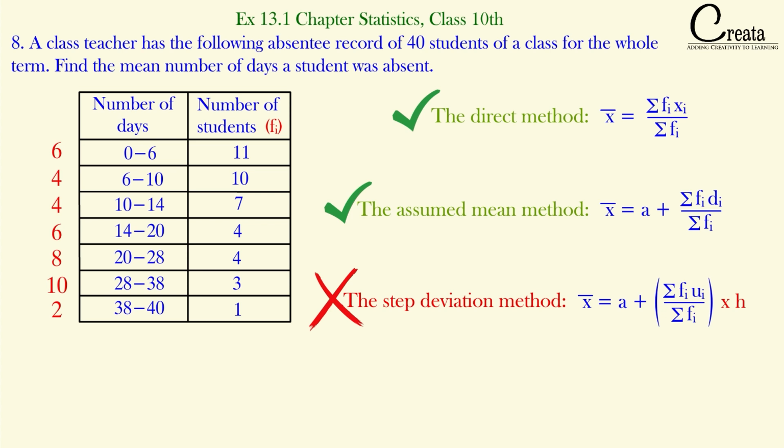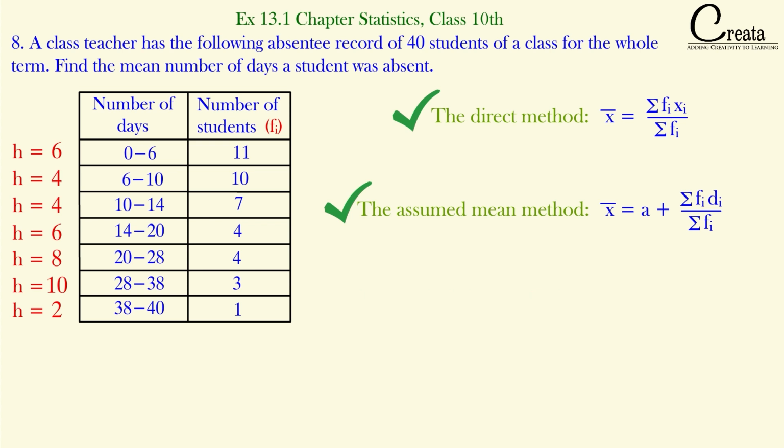The class size in the first row is 6. In the second row it is 4. In the third row it is again 4. In the fourth row it is 6. So basically our class size, that is h, is varying from row to row. So we do not have a common class size, which is the value of h. So this step deviation method we cannot use, because we do not have the same value of h. We cannot apply the formula, we cannot apply this method.